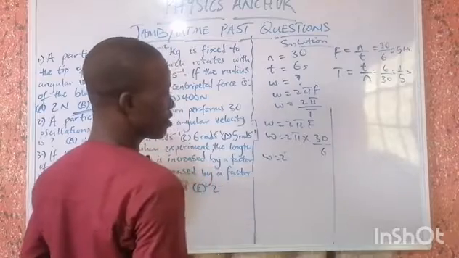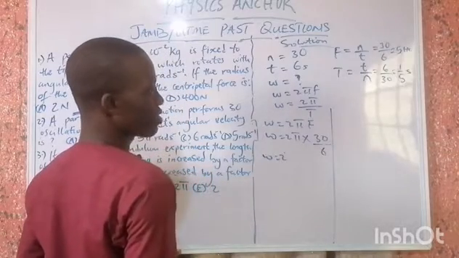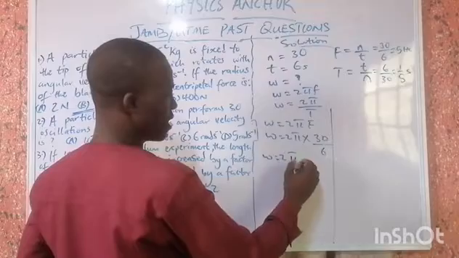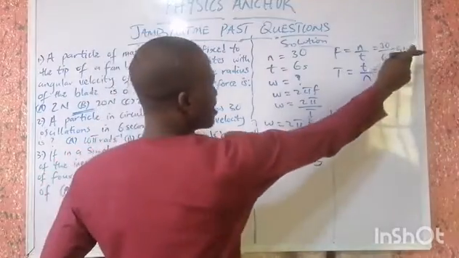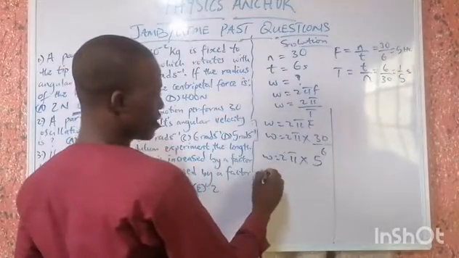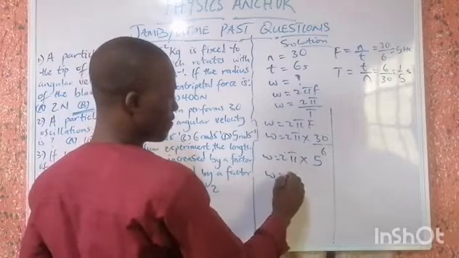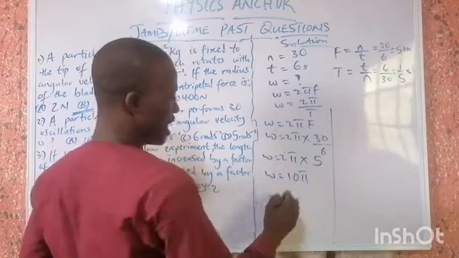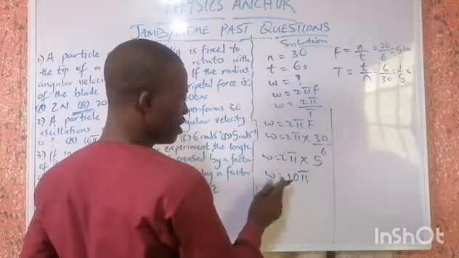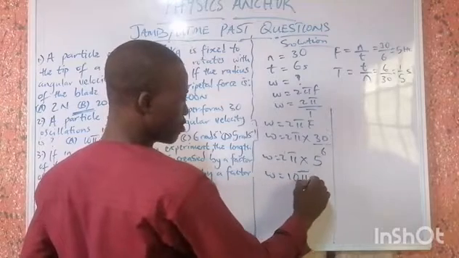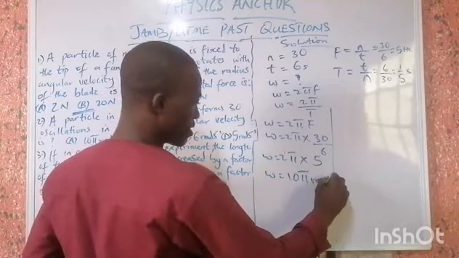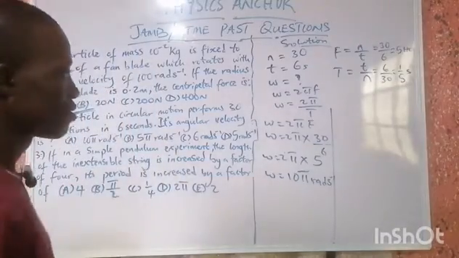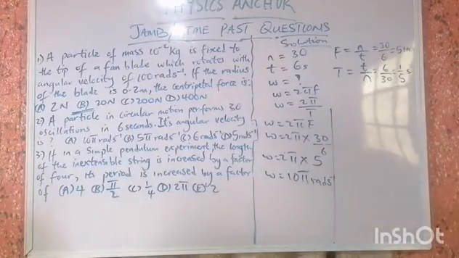So let's substitute the value of t also, which is 6. So that will be 2 pi times 5, which is our frequency. So that's W equals 2 times 5, that will be 10 pi. And the unit of angular velocity is rad per seconds. Okay, so that's fine. That's what will be our answer.